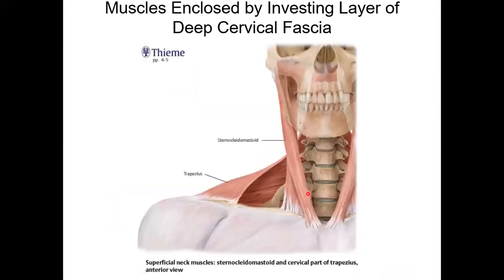So your sternocleidomastoid muscle along with your trapezius muscle are both innervated by cranial nerve 11, which is spinal accessory nerve. They're muscles enclosed by the investing layer of the deep cervical fascia. So they're both enclosed by that most superficial fascial layer.